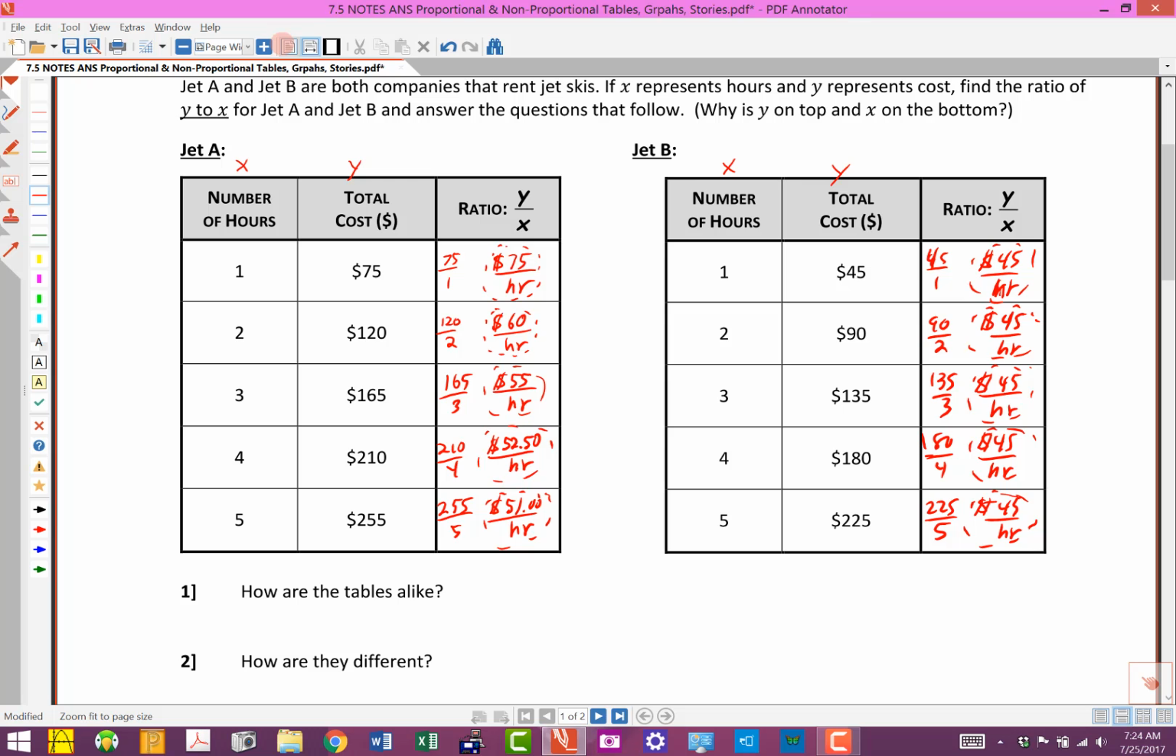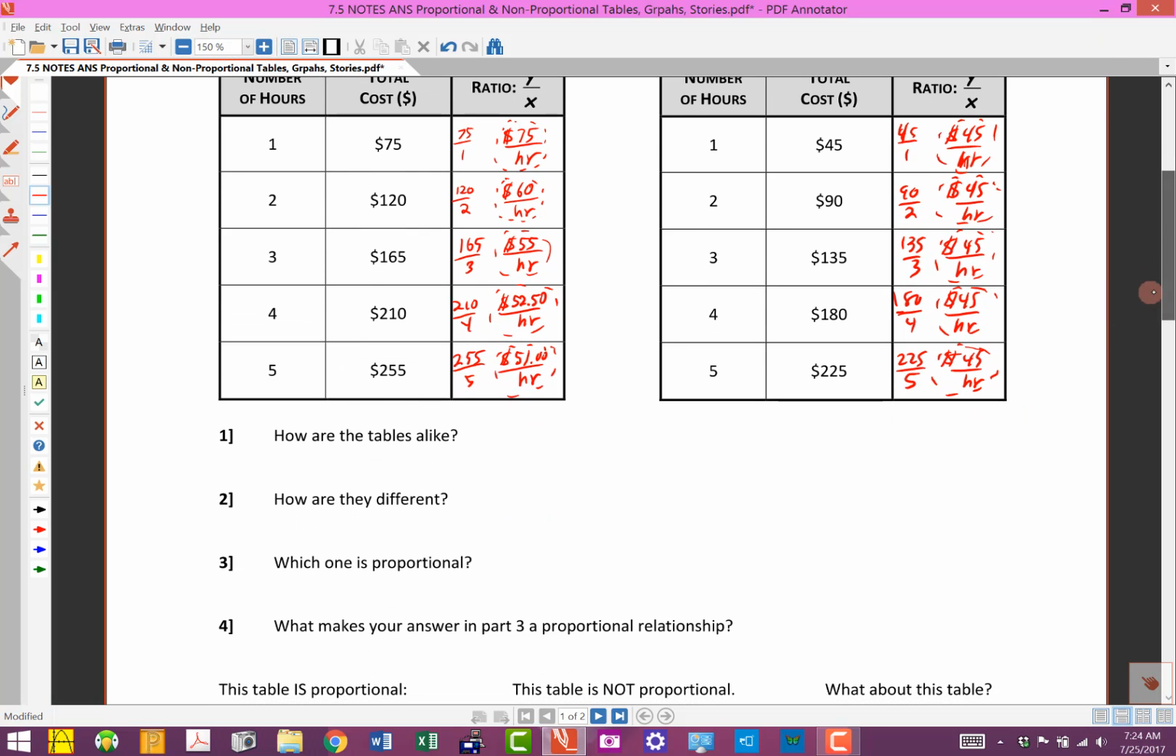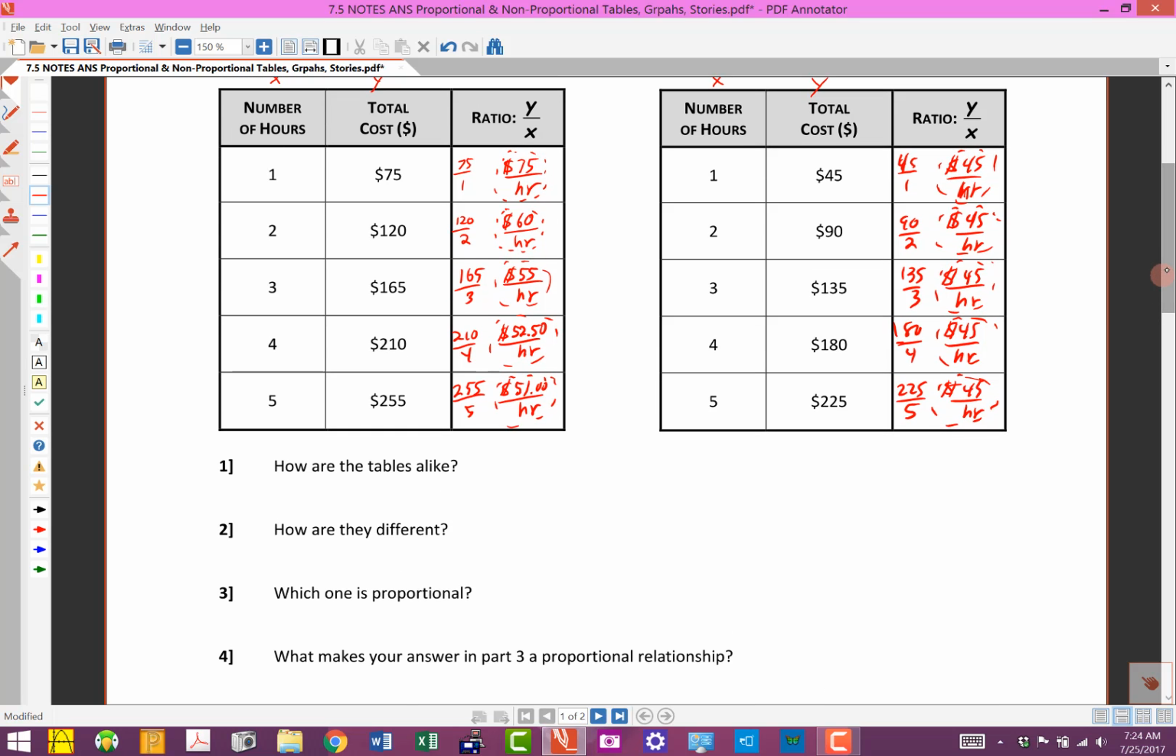Now I'm going to shrink this down just a tad, and then we're going to take a look at a couple of these questions. It says, how are the tables alike and how are they different? Let's deal with that first. So how are they alike? Well, there are several ways where these are alike. You'll notice that they're measuring the same things. They're both jet ski companies, so we could put that down. They're measuring the number of hours and the cost. The cost isn't the same, but we're at least measuring that.